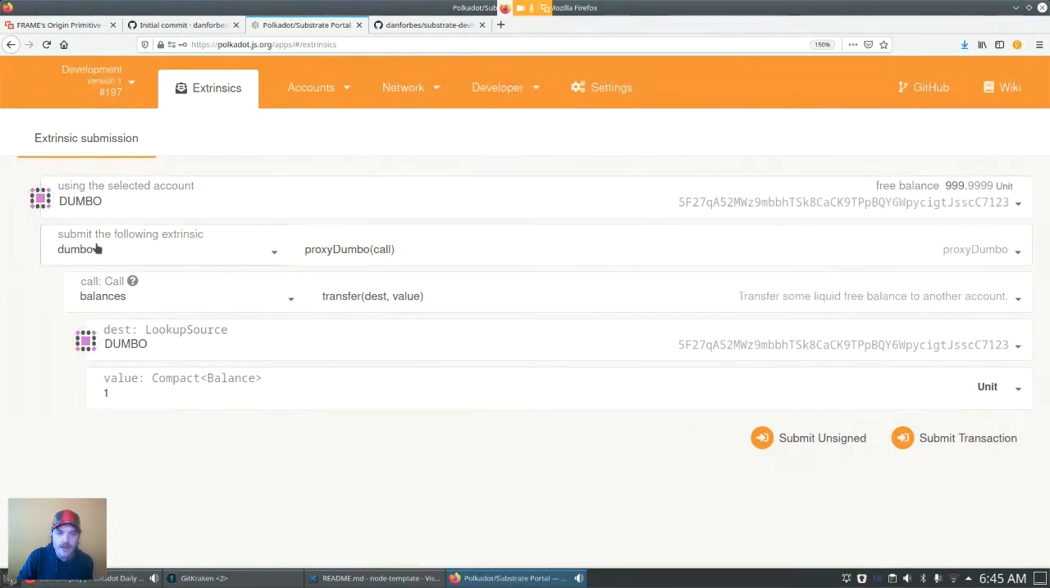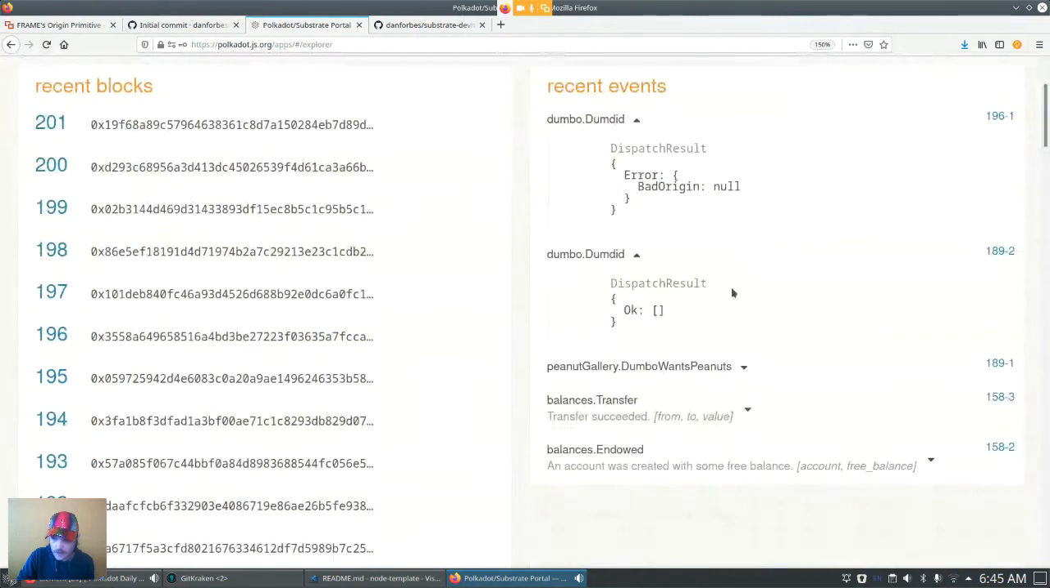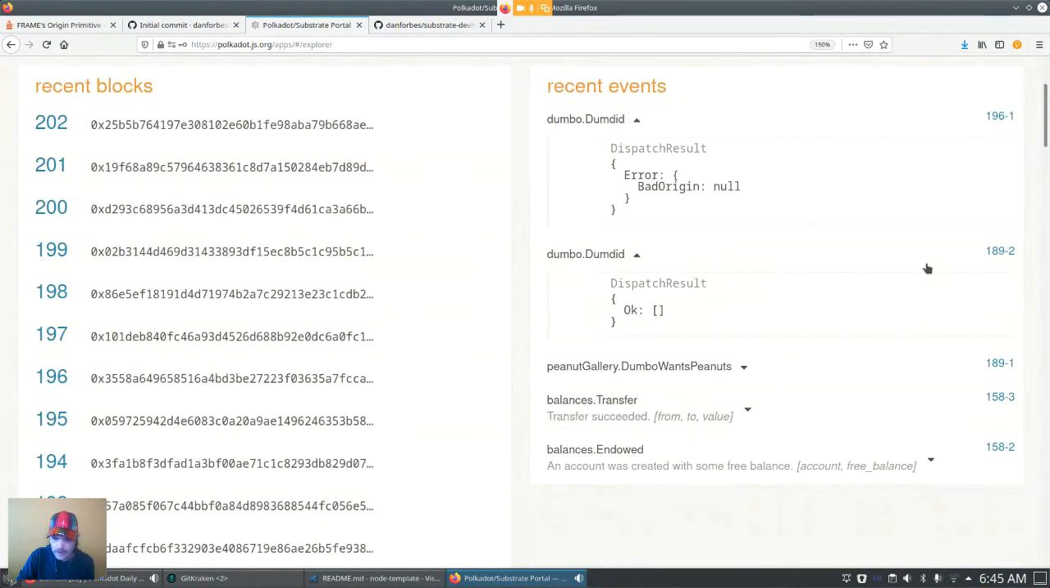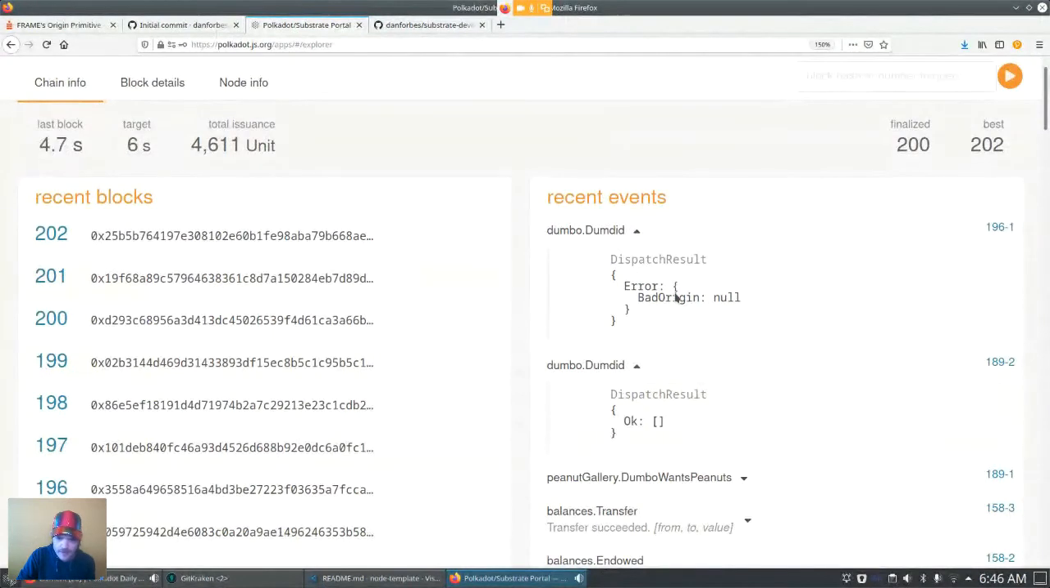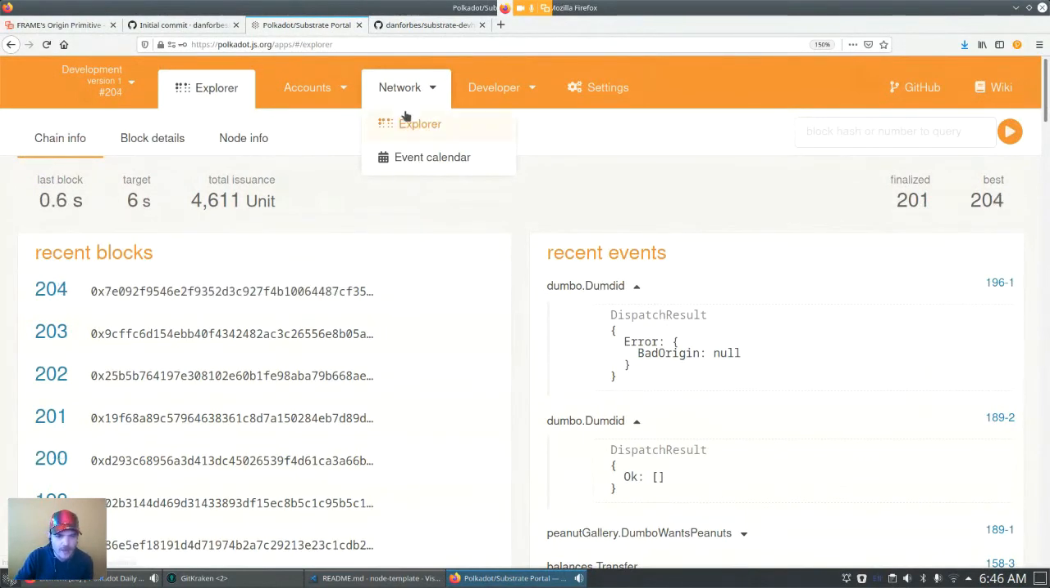So because I made this call as Dumbo, that happened. It said, okay, this is Dumbo. He's able to proxy this call. It allowed me to proxy the call. And then it went ahead and called the balances and tried to do this transfer. So let's see if that was successful. No, that was not successful. This is another one, the older one that was successful. But the transfer one was not successful. It was a bad origin. So you can see that the Dumbo origin is different than the Dumbo account ID.